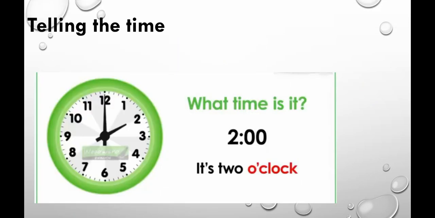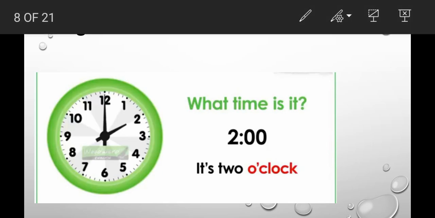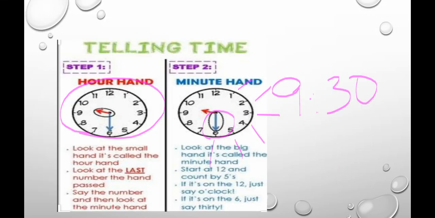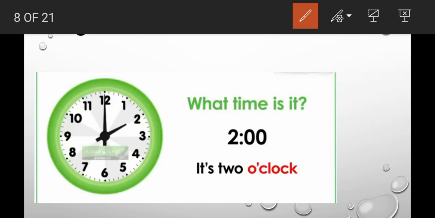So here, if the minute hand is on 12, you will call it 2 hours. Okay, that is 2 hours. It has completed 2 hours. Or you can call it 2 o'clock. That is 2 o'clock.